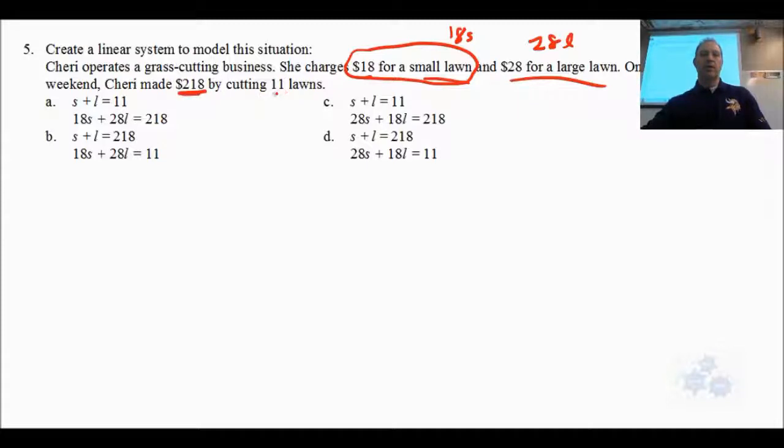Okay, so she cut 11 lawns. So that's S plus L is 11. So S plus L does not equal 218. She didn't do 218 lawns. Okay, she did 11 lawns. So which one, A or C, looks like it might be the one? 18S. We have to have 18S in there, not 28S. So again, this one is A.